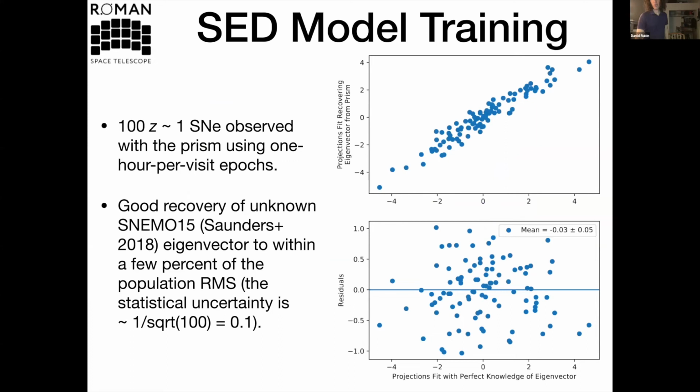This is showing the reconstruction of a missing component. So if you didn't know what you were looking for, would you be able to find it? And this is showing that with 100 supernovae around redshift 1 observed with the prism, you could actually find something in the spectral energy distribution that you didn't know about, and recover it to a smaller uncertainty than your statistical uncertainty.